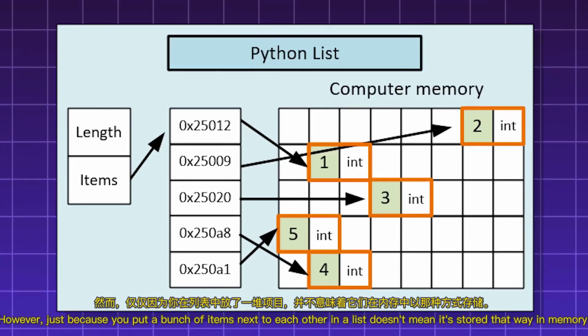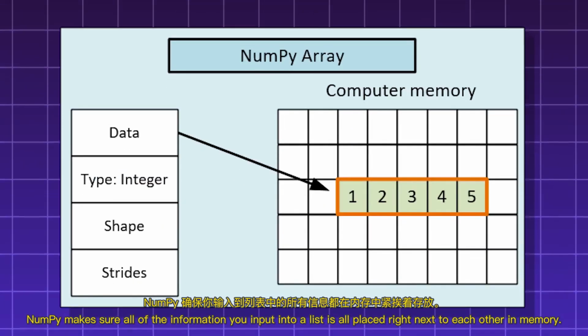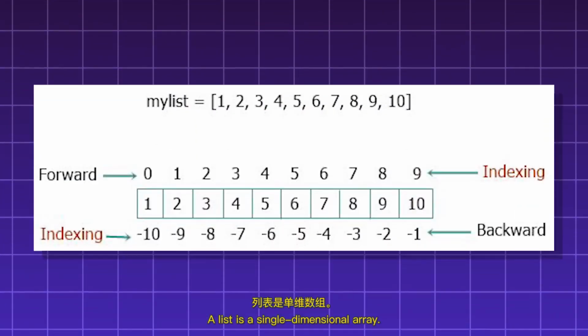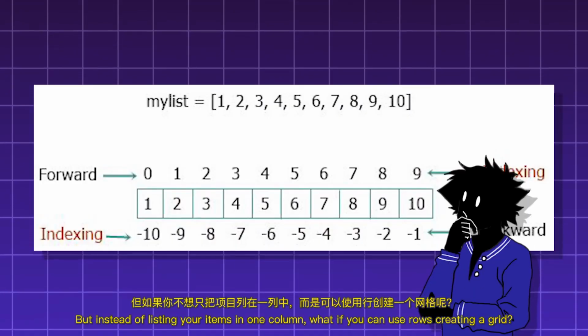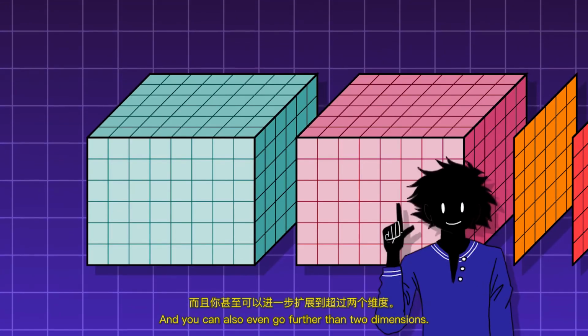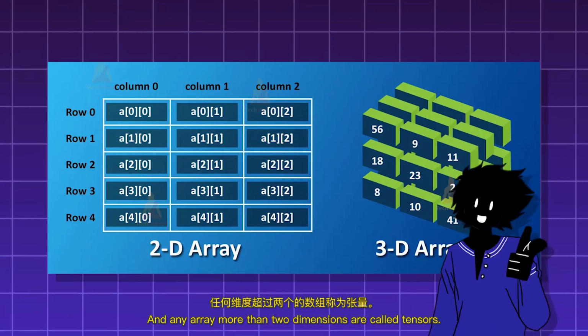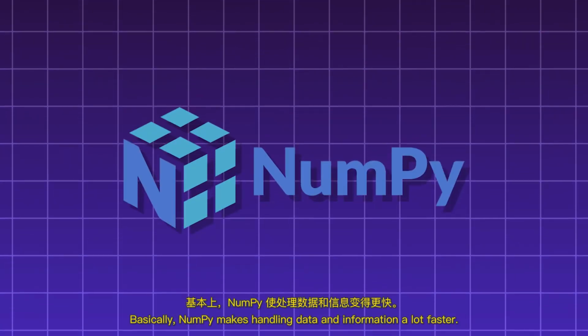However, just because you put a bunch of items next to each other in a list doesn't mean it's stored that way in memory. NumPy makes sure all of the information you input into a list is all placed right next to each other in memory. A list is a single-dimensional array, but instead of listing your items in one column, what if you can use rows, creating a grid? This is what a multi-dimensional array is, and you can also even go further than 2 dimensions. By the way, a 2-dimensional array is called a matrix, and any array with more than 2 dimensions is called a tensor. Basically, NumPy makes handling data and information a lot faster.